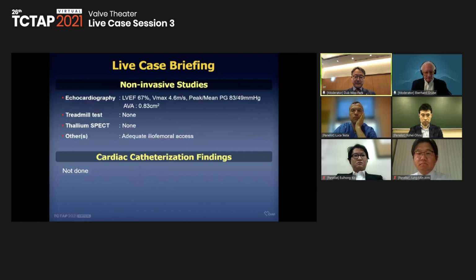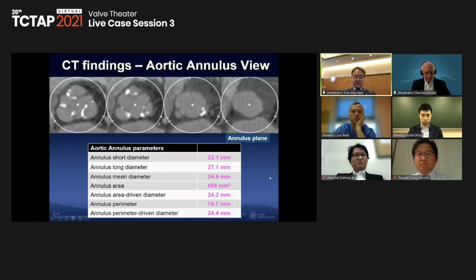Echo finding shows the LV function was well preserved, 67%, and the Vmax is elevated up to 4.6, the mean pressure gradient is also elevated up to 49, and the aortic valve area is 0.83. So this is the CT finding of this patient, and this is the annulus plane. Annular short diameter is 22.1, and the long diameter is 27.1. Annulus area is 459 millimeter square, and the annulus perimeter is 76.7.